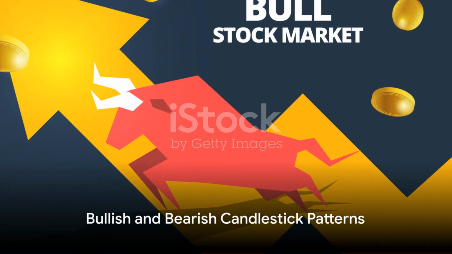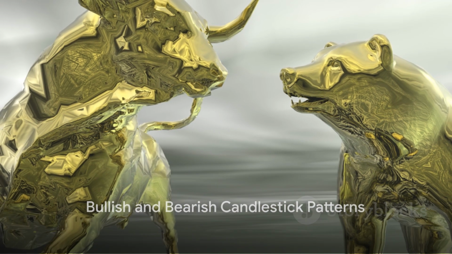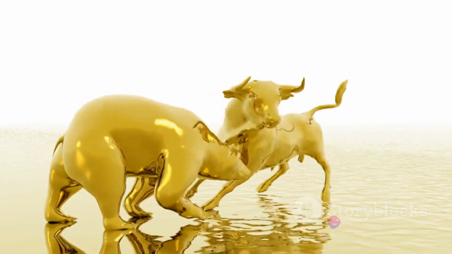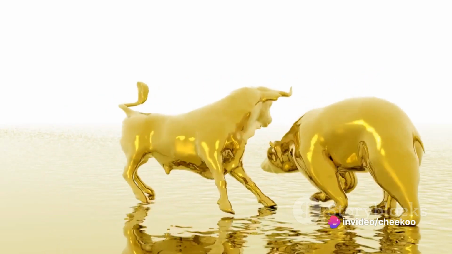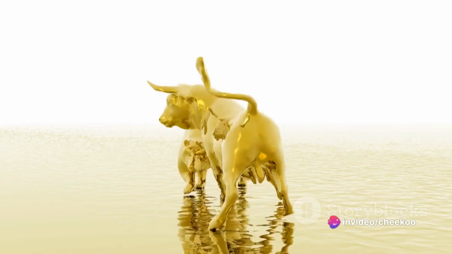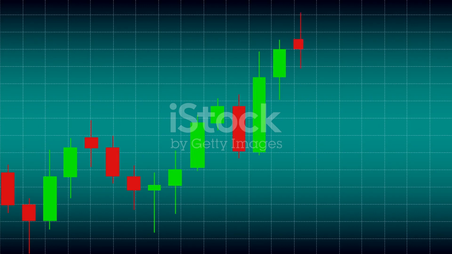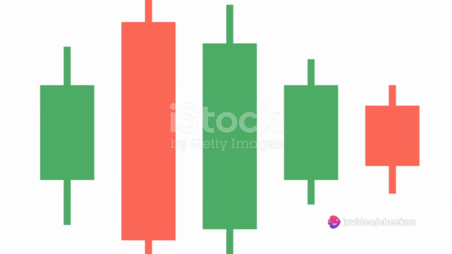Now these candlestick patterns fall into two camps, bullish and bearish. Bullish patterns hint at a likely rise in prices, while bearish patterns suggest a downturn. Bullish patterns include the bullish engulfing pattern, where a small bearish candle is followed by a larger bullish candle that engulfs the previous one. It's a hint at a potential reversal to the upside.